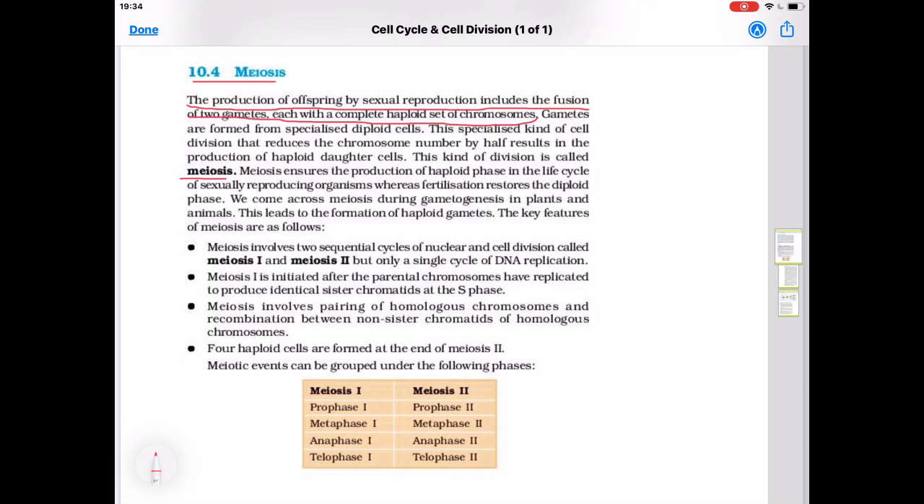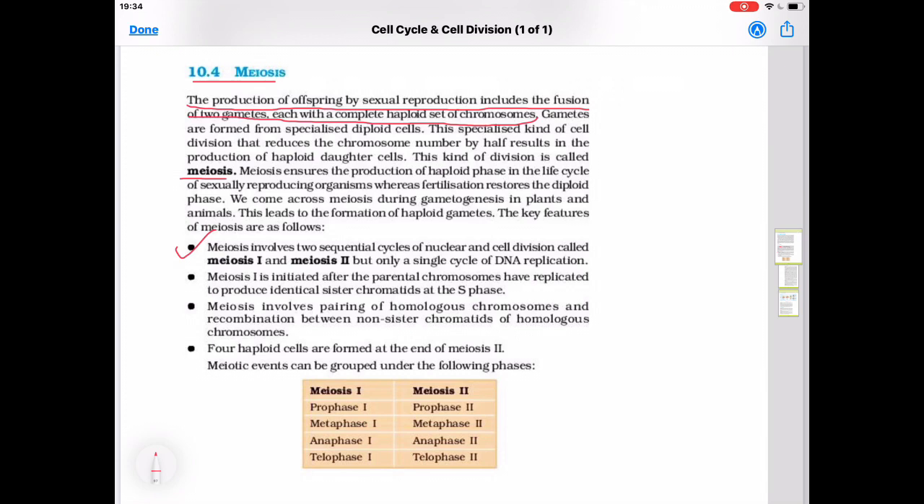The key features of meiosis are as follows. Meiosis involves two sequential cycles of nuclear and cell division called meiosis 1 and meiosis 2, but only a single cycle of DNA replication. So this is the first difference between meiosis and mitosis. In mitosis, only one division occurs, but in meiosis it occurs in two cycles: first is meiosis 1 and then meiosis 2.